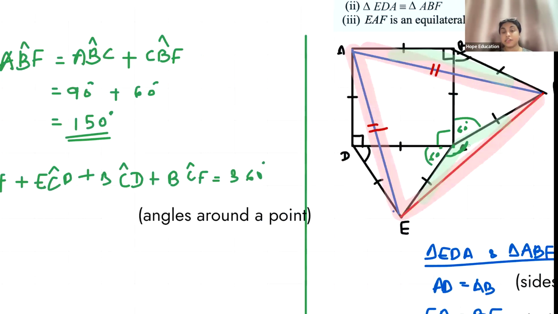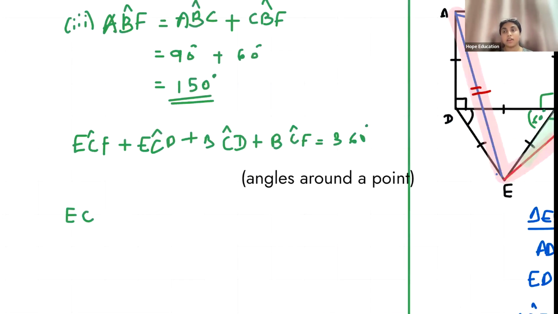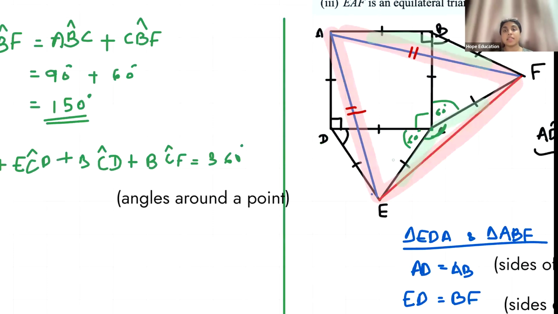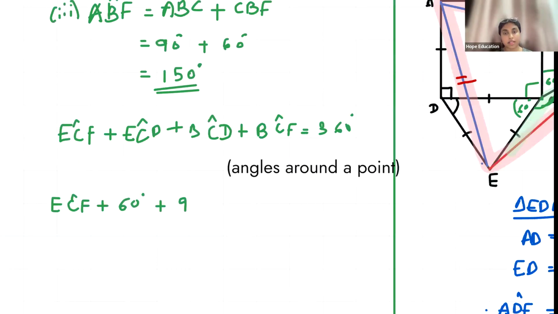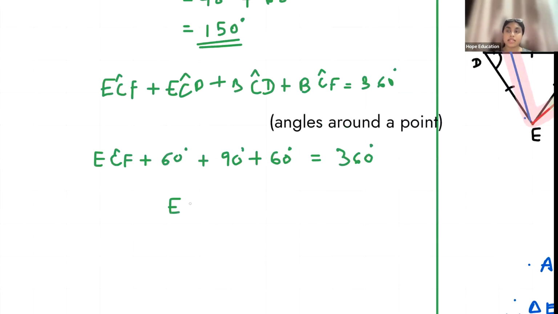ECD here is 60 degrees because it's an interior angle of an equilateral triangle. So it's 60 degrees. BCD is 90 degrees. Then BCF is also 60 degrees. ECF plus 60 degrees plus 90 degrees plus 60 degrees equals 360. So we get ECF plus 60 plus 60, 120, 120 plus 90 is 210.